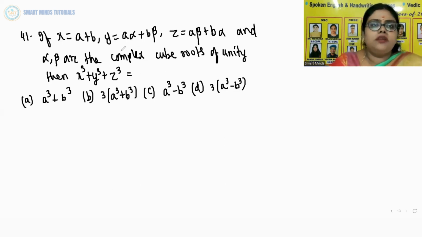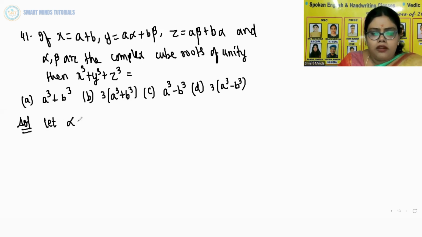Now take this question. If x is equal to a + b, y is equal to aα + bβ and z equals aβ + bα, and α and β are the complex cube roots of unity, then we need to find the value of x³ + y³ + z³. Let us say α is ω and β is ω², because it is given α and β are complex cube roots of unity. We know that cube roots of unity are 1, ω and ω². That's why we are taking α as ω and β as ω².